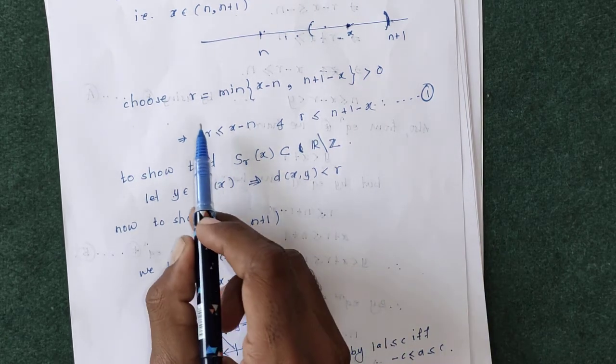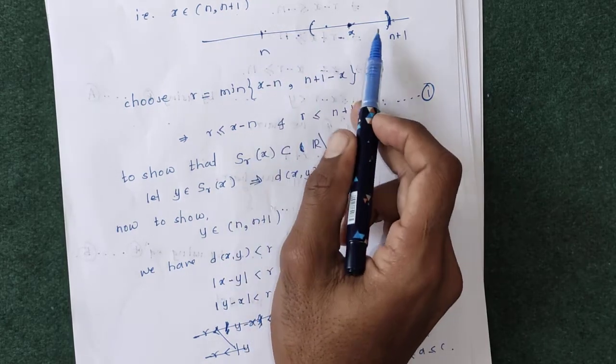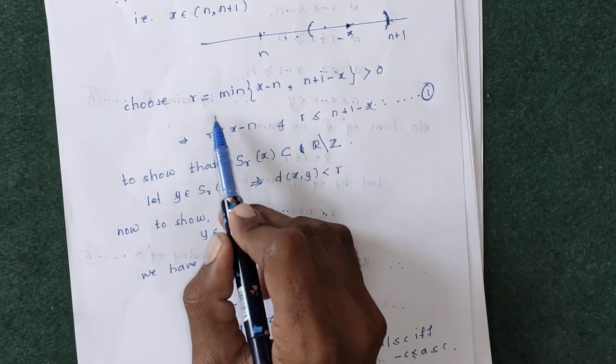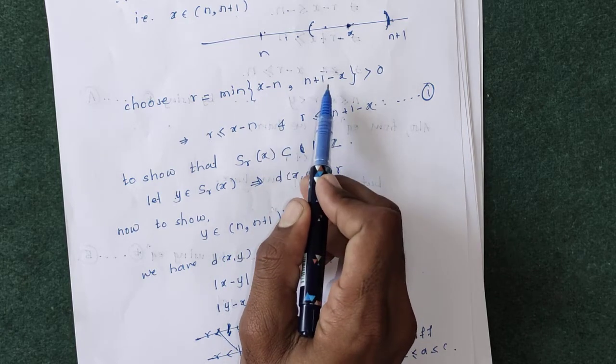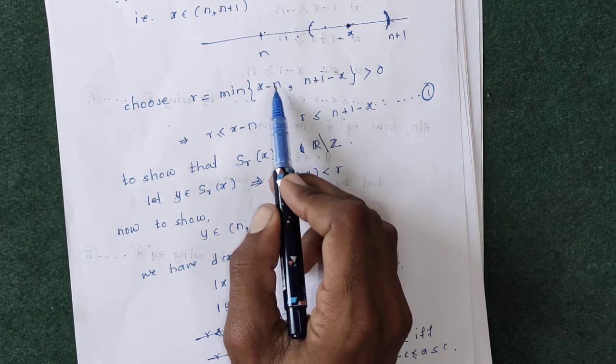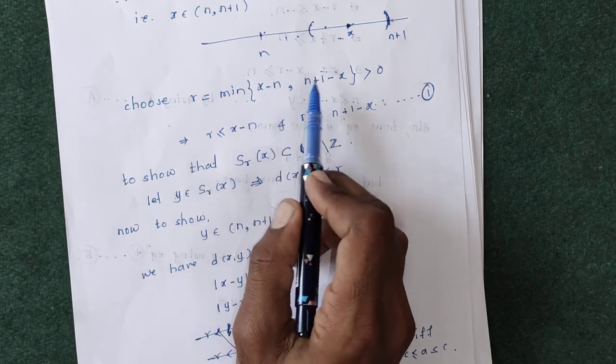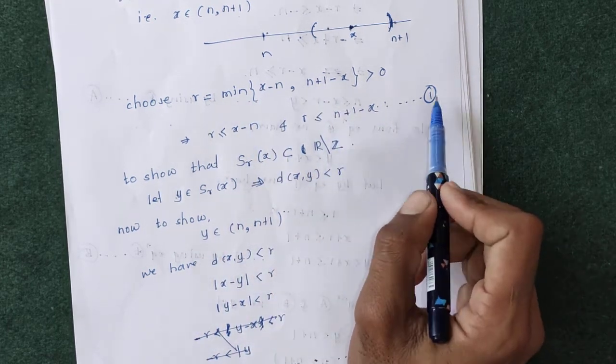For that we have taken r as the minimum of these two distances, and taking that radius, r must be equal to this or this, whichever is minimum. So suppose this is the minimum, then r is less than or equal to this, and r is less than or equal to that. So this was our equation.